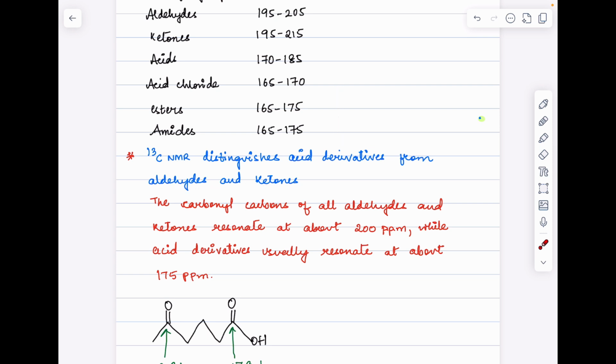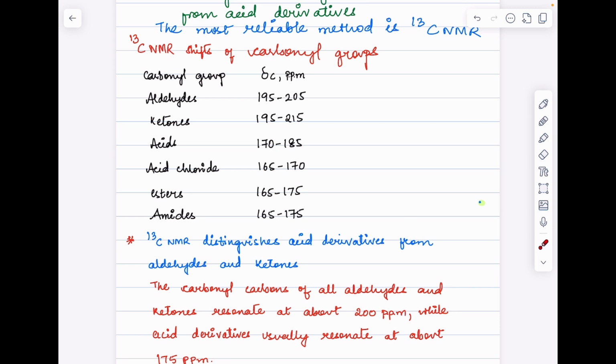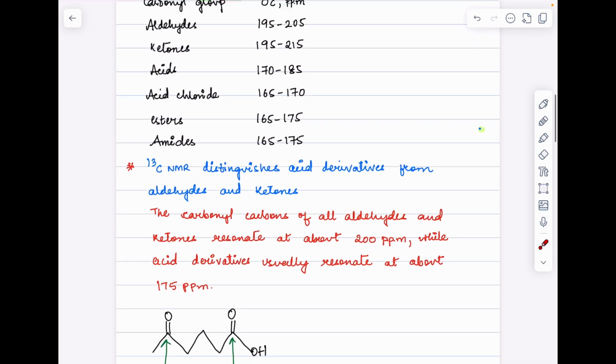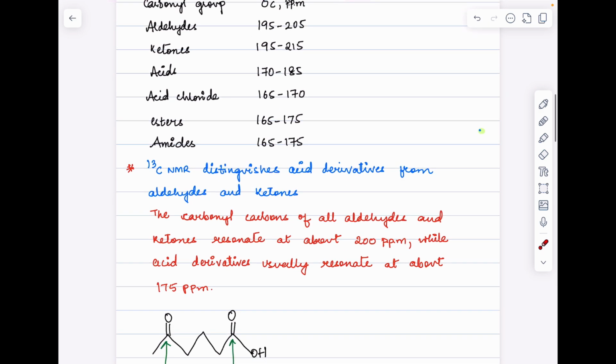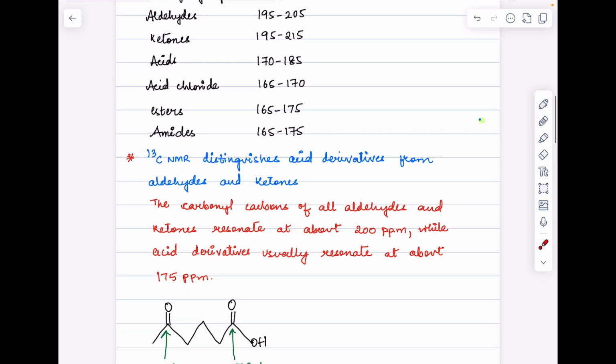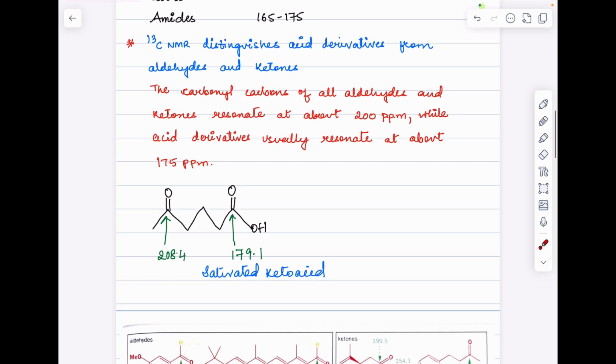So there is a difference of 20 ppm, that is 195 and 170. So we can easily distinguish the aldehydes and ketones from the acid derivatives. So let us look at one example.